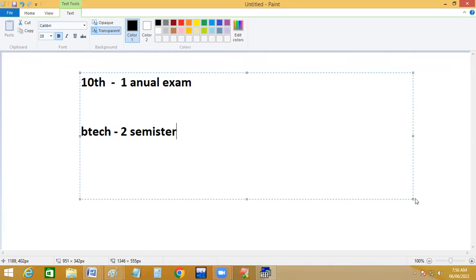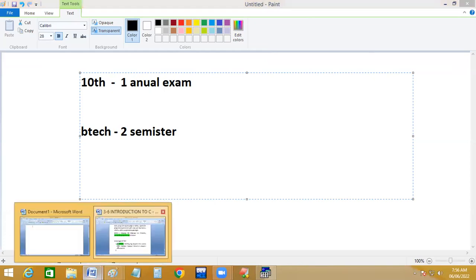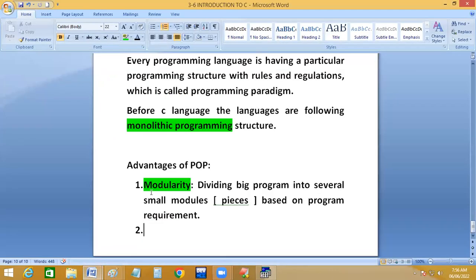The module name is called semester, or not, guys? Means dividing one big thing into 2 pieces, or not? That is called modularity. Dividing a big program into small modules is called the modularity concept. Very clear now, everyone? Due to this, we can complete the year easily, or not?